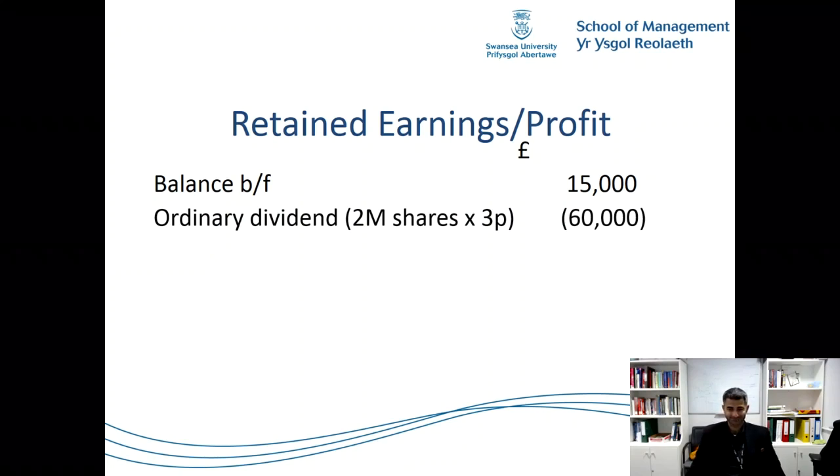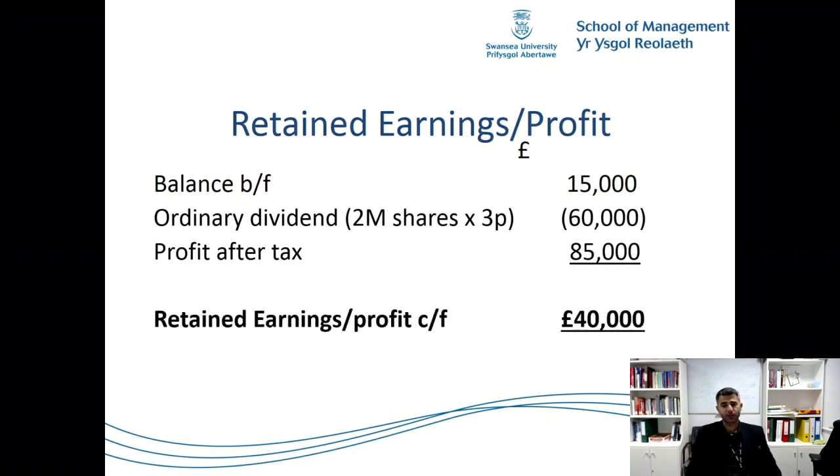Then you need to add the profit after tax, the one in the question, and then you will have the retained profit or retained earnings at the end, or carried forward, or carried down, and the end is £40,000. So this is how much they have left. They have retained a profit of £40,000 at the end of July, at the end of the financial year. They can do whatever they want, reinvest it or keep it till next year. So this is how we calculate retained earnings.